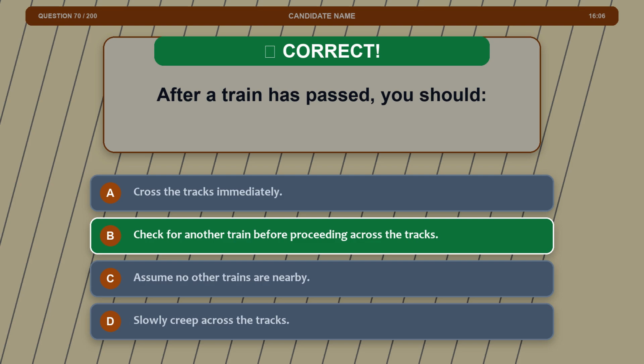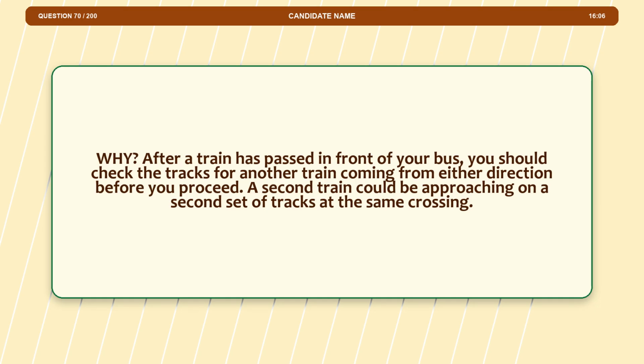The correct answer is option B. Check for another train before proceeding across the tracks. Explanation. After a train has passed in front of your bus, you should check the tracks for another train coming from either direction before you proceed. A second train could be approaching on a second set of tracks at the same crossing.